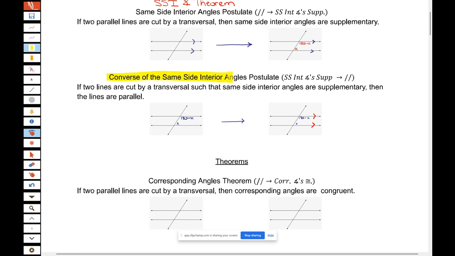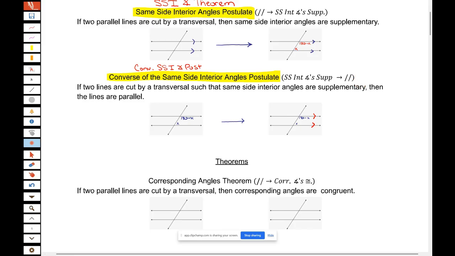Here's the name of it. And here's the name of the first one. So we would write this with abbreviating converse of the same side interior angle postulate. These are both postulates. Notice they are assumptions that we do not prove. And then there's another little abbreviation that you can use too. So you have three ways you can write it.